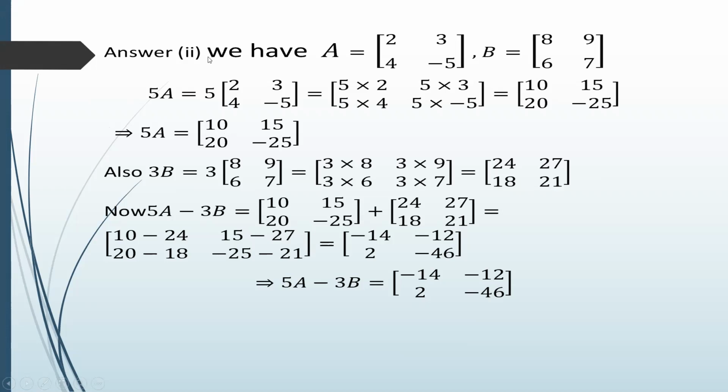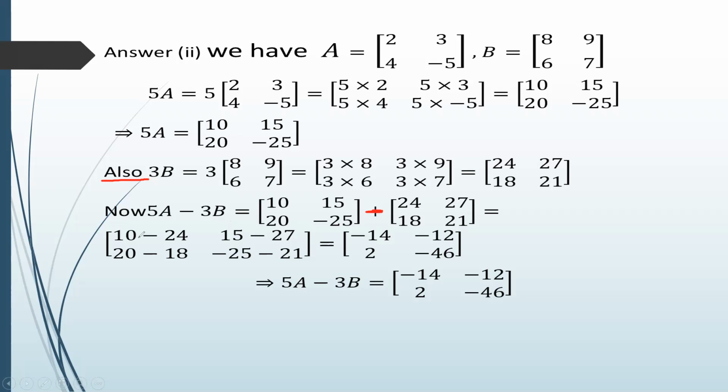So the value of 5A is 10, 15, 20, and minus 25. Also find 3B. 3B is 3 multiplied by this matrix. So this will come 24, 27, 18, and 21. Now we subtract 3B from 5A. So we get 10, 15, 20, minus 25, minus 24, 27, 18, 21.